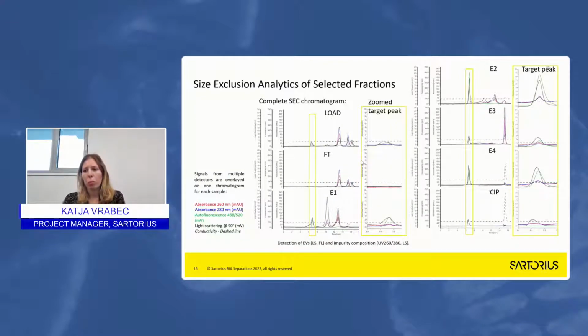The samples from the previous experiment were analyzed using the PATfix size exclusion method. We can see here that the signals from multiple detectors from PATfix are overlaid on one chromatogram for each sample. The samples analyzed here were the load, so what we applied to the column, the flow through, so the fraction that did not bind to the column, and then the elution profile, where we can see different populations of EVs eluting.